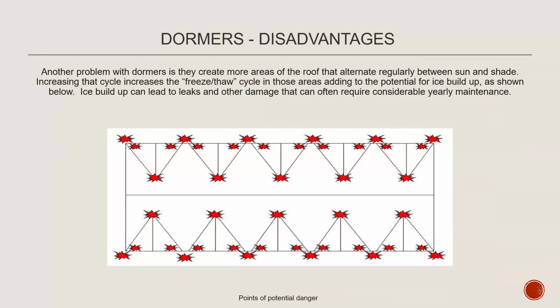Another problem with dormers is there's so many areas on a dormer that are going to alternate regularly between sun and shade. So then you're increasing your freeze-thaw cycles and just adding for the potential of ice damming and all of those other things that can create a large amount of yearly maintenance.